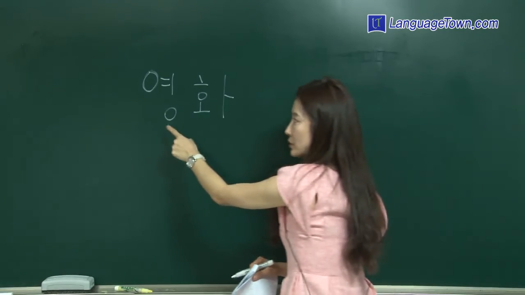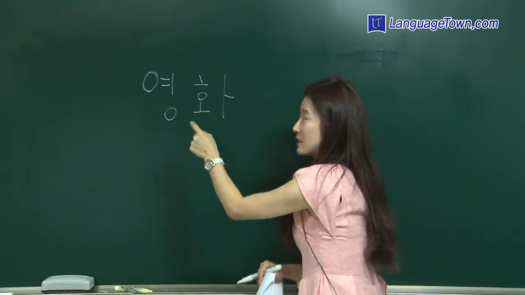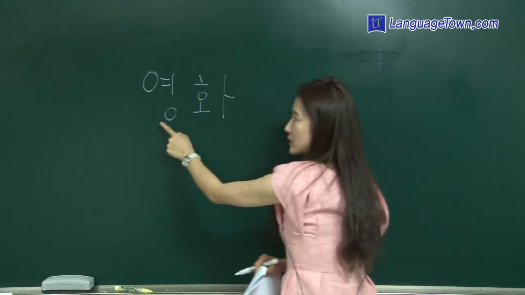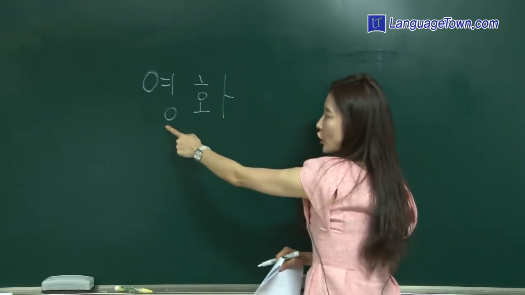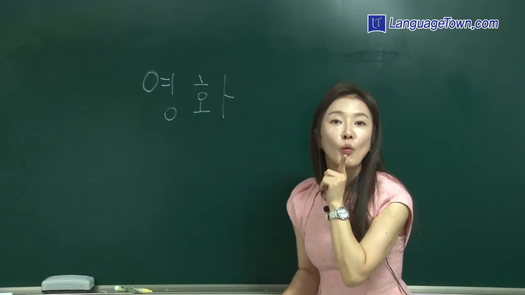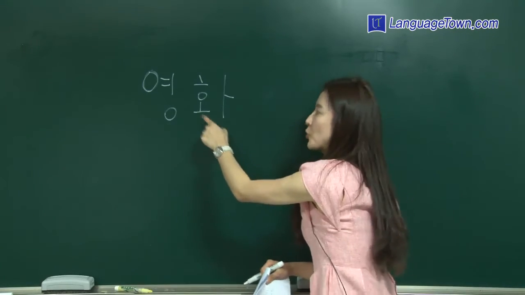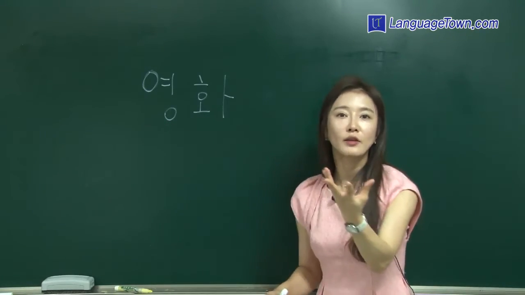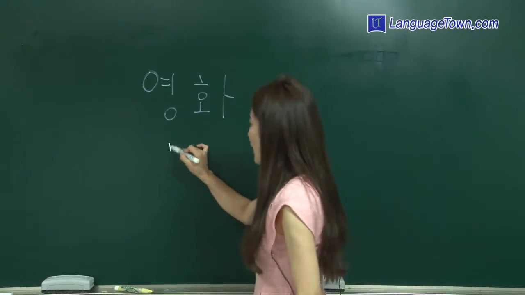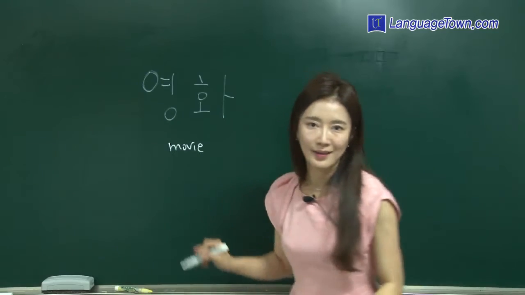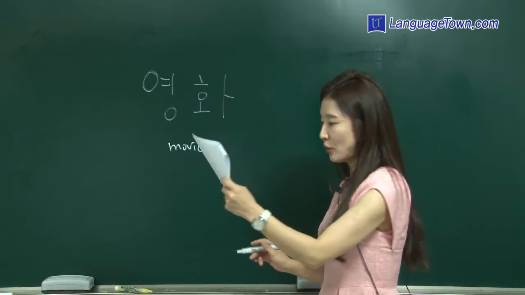Yeah, this was a little easy, but this is not easy. How do you pronounce this? 영, that's it. 영, and 화장실의 화. So 영화. Try. 영화. Movies, 영화. Good.